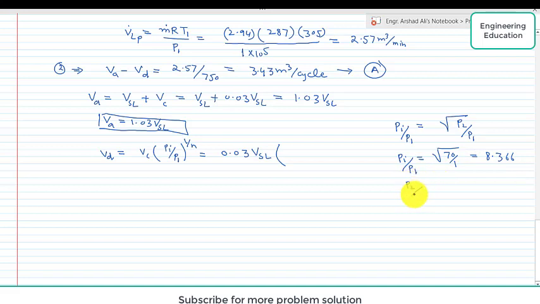Also, the pressure ratio P2 by PI is equal to 8.366. In both cases, the pressure ratio is same. So putting over here the value of PI by P1, that is 8.366 power 1 over 1.25. Simplifying this, we get the value of VD that is equal to 0.164 times swept volume of the low pressure cylinder.